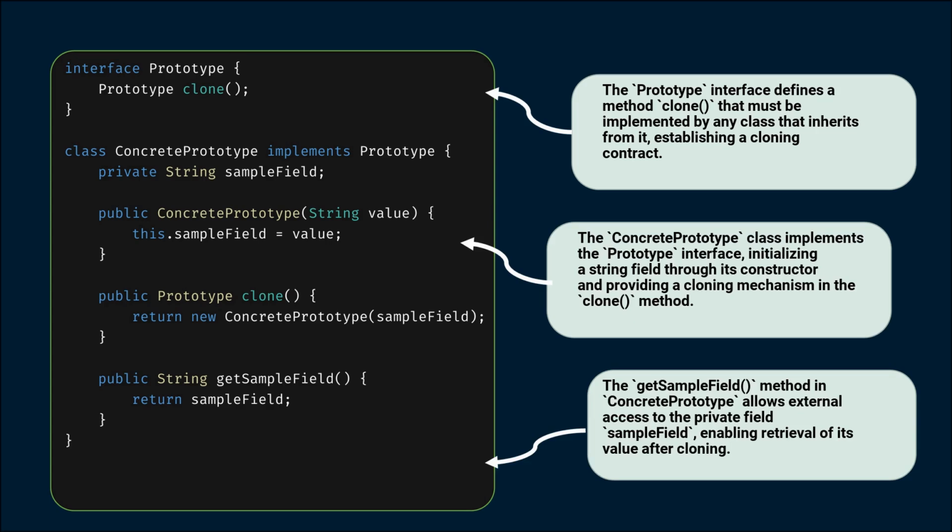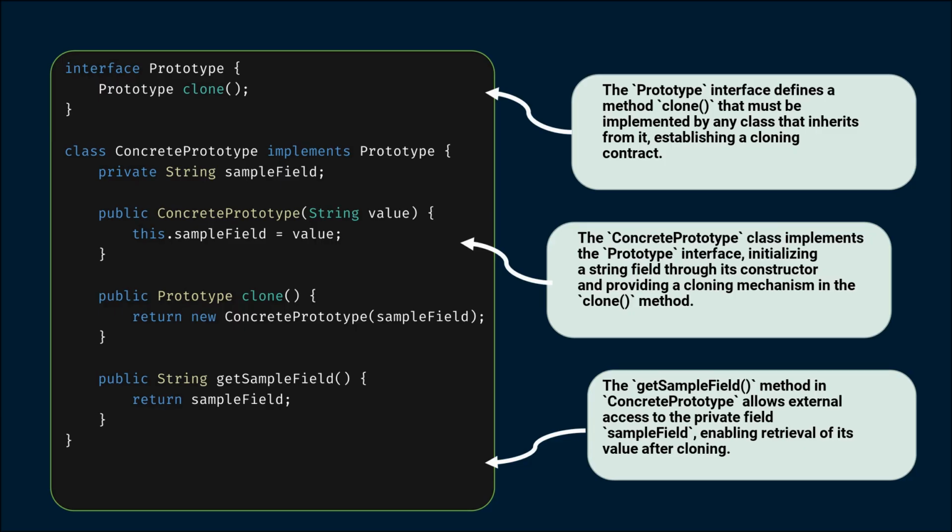Next, we create a concrete class called Concrete Prototype, which implements the prototype interface. Within this class, we have a private field, sample field, that holds a string value. The constructor of Concrete Prototype initializes this field, allowing each instance to hold unique data. The crux of the prototype pattern lies in the clone method, where we create a new instance of Concrete Prototype using the existing object's sample field value.